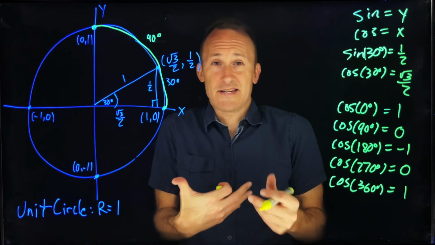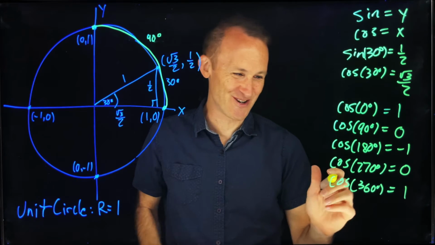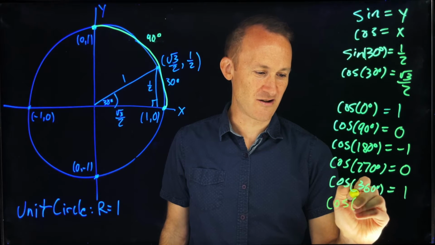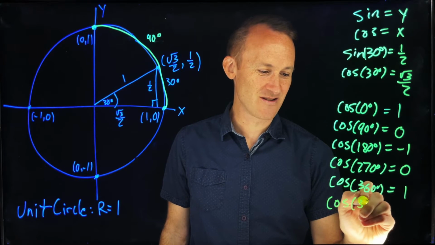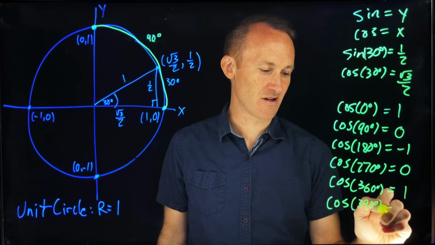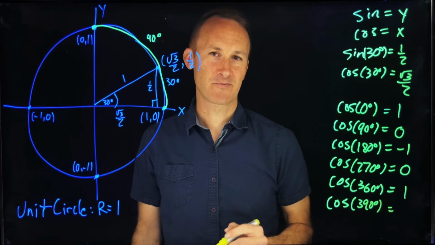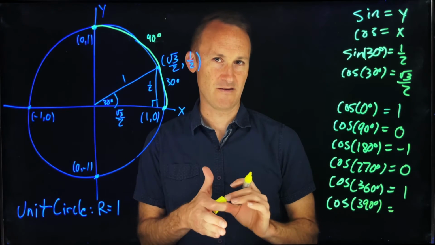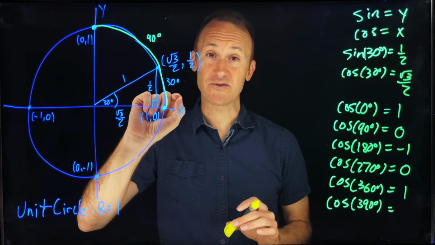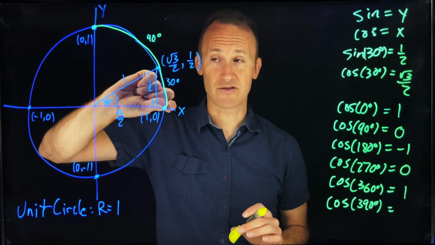And what the heck, I can't resist. Let me do one more. I'll give you a little challenge here. What's the cosine of 390 degrees? Now, if you've never done one like this, you might be stuck. But what do you think it is? If you're following what I'm saying, cosine is the x values on the unit circle. So I start at 0.